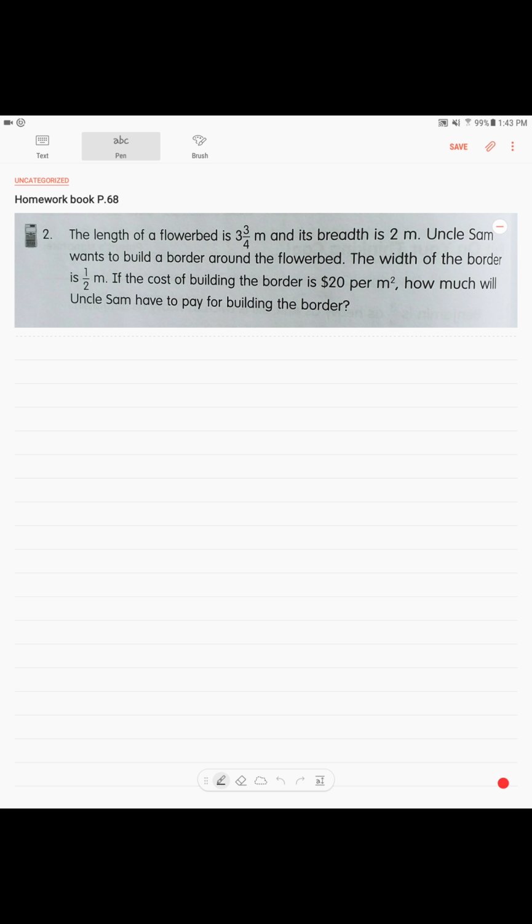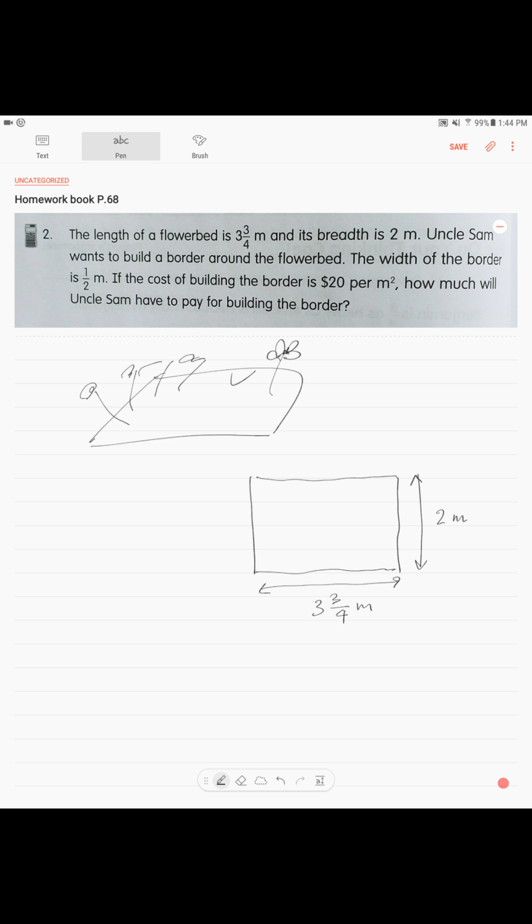Now, in order to solve this problem, you just need to make a good picture, that's it. So the flower bed is something with flowers, right? Let's say we have a top view, it's gonna be a rectangle, and there is a length of it, which is 3 3/4 meters, and there is a breadth of it, and the breadth is 2 meters, right? So you can find the area of it.